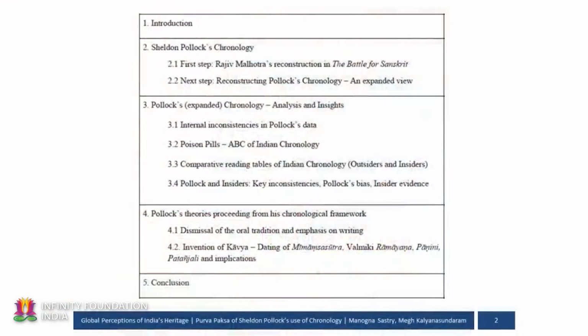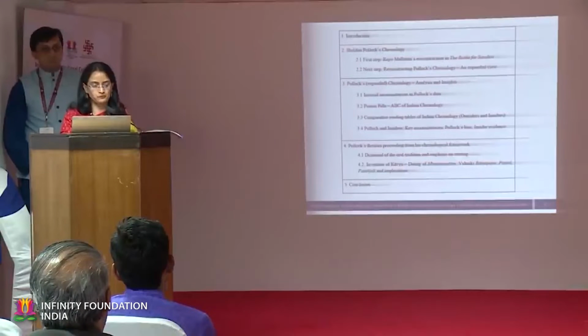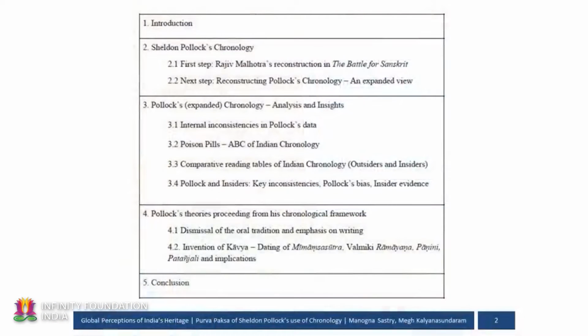In the course of this paper, Megh and I have approached the subject at hand, that is the Purva Paksha of Sheldon Pollock's use of chronology, at two primary levels. In our 5-part paper, we have compiled, analyzed, and studied his chronological data for his primary signatures in terms of both inherent assumptions as well as his theories. And in order to do a sapient and faithful Purva Paksha, we have also studied Pollock's template in relation to the master chronological template of his ancestors from the domain as well as the traditional accounts.